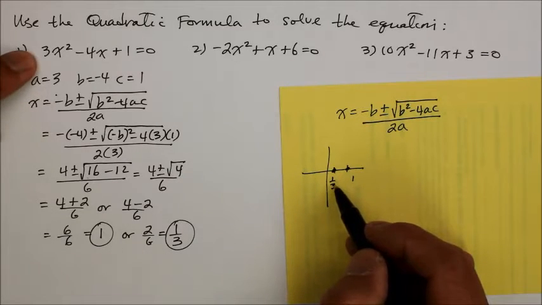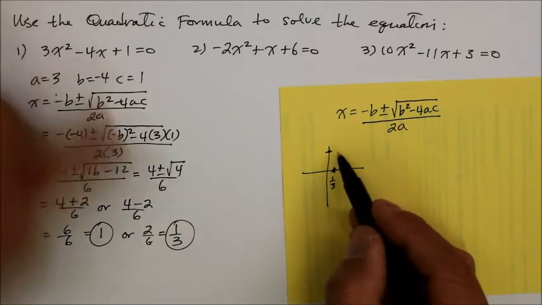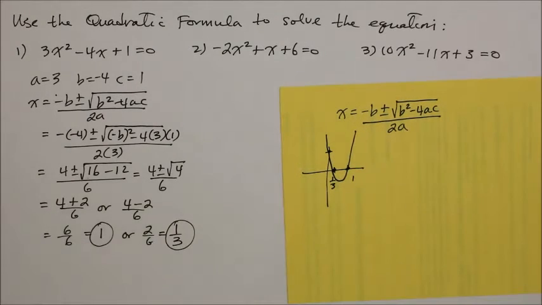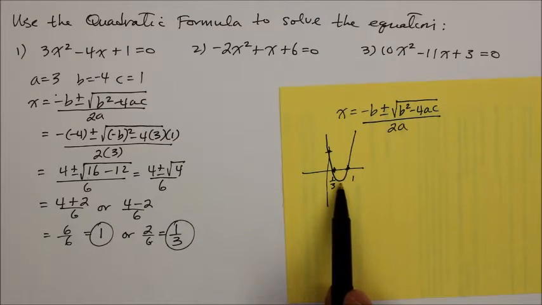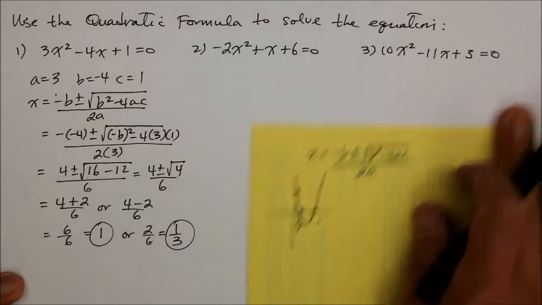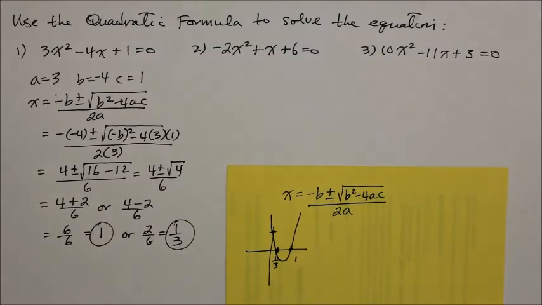Remember the old lesson? It's positive, going through 1, going through the y-intercept, and then there it is. Boom! And that's what those solutions mean. They are the x-intercepts. Why don't you try numbers 2 and 3?